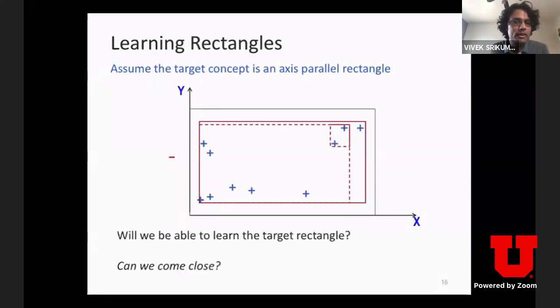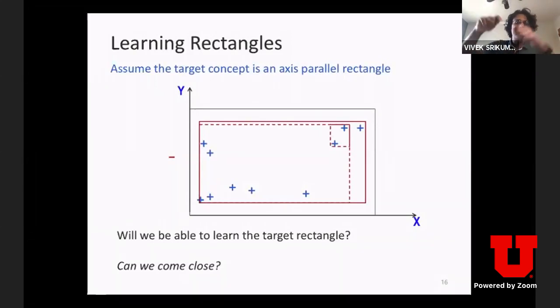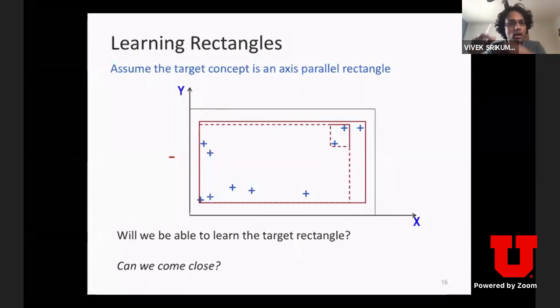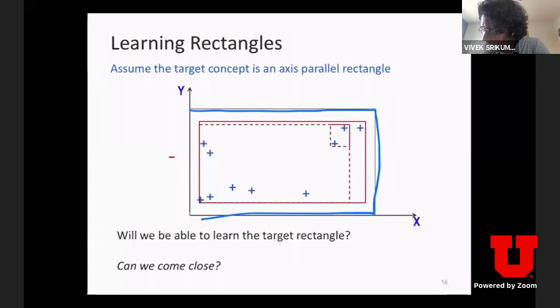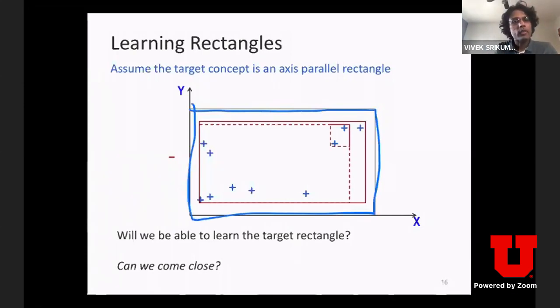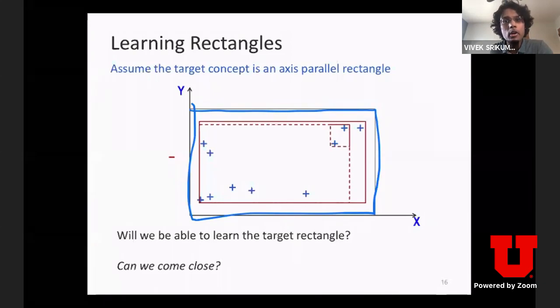You can even imagine that there's a learning algorithm here where you find the farthest bounds of all the positive points and draw a rectangle around that. That's your learning algorithm. So for example, we might have found this rectangle here. The question that I want you to think about is, if the target rectangle is this entire thing, will we be able to learn the true rectangle? Will we be able to identify it exactly? Or can we only ever hope to come close?